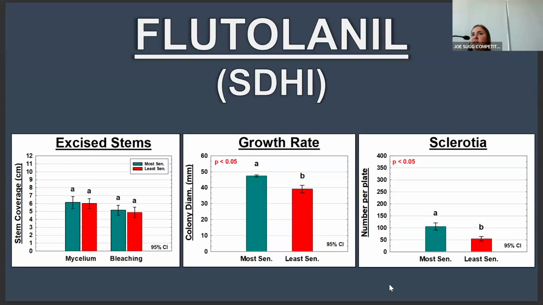Now, moving into the SDHIs, if you recall, the least sensitive EC50 value was a little bit higher than the most. So it's possible that what we're seeing on these right 2 graphs with sclerotia and growth rate could be a result of having some resistant mutations starting to arise, which tends to make those isolates a little bit less vigorous, which we call fitness cost. But if that's happening, it's very minor.